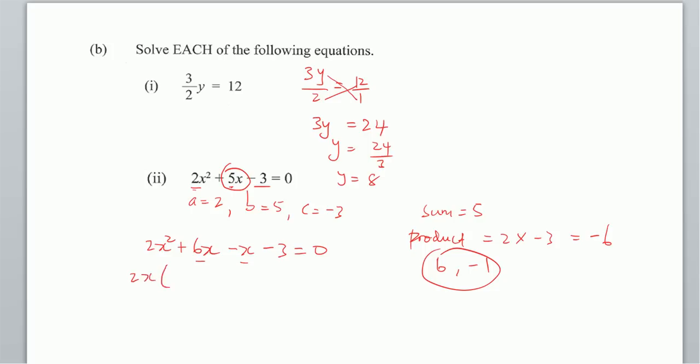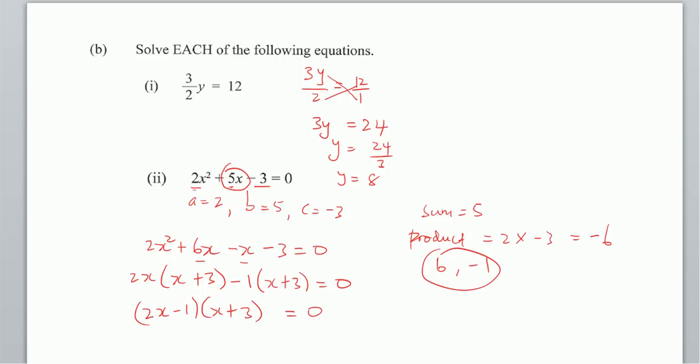So this will be 2x, open brackets, x plus 3, right? So I'm factorizing the 2x squared plus 6x. And then I'm going to put minus, right? So we have minus x minus 3. So I can write that as 1 by x plus 3, which is equal to 0, right? And just like we did with factorizing by grouping, this will be 2x minus 1 multiplied by x plus 3, and this is equal to 0.